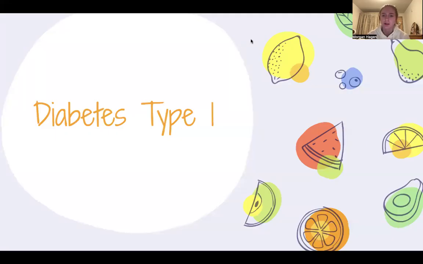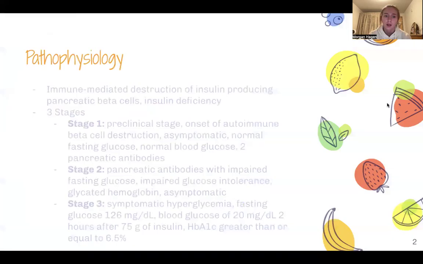My topic was diabetes, and I specifically chose diabetes type 1. The pathophysiology of type 1 diabetes is that it's an immune-mediated destruction of insulin-producing pancreatic beta cells, causing an insulin deficiency in your body. This means that your body is unable to produce insulin correctly, and you have to inject yourself with insulin in order to be able to maintain the proper amount of insulin that your body needs.